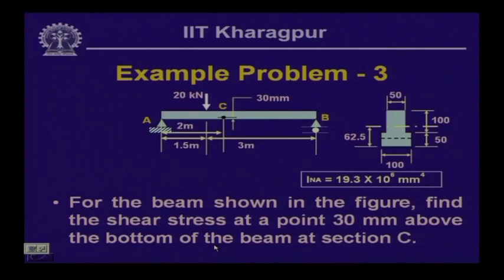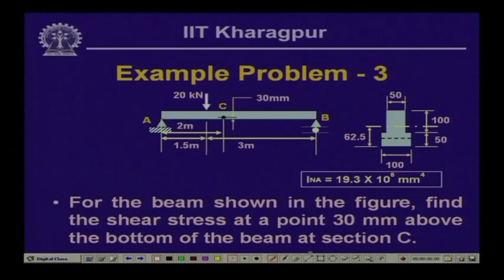Now, we have another problem wherein, for the beam shown over here, we will have to find out the stress at a point which is 30 millimeter above the bottom of the beam at section C. That means we will have to compute the shearing stress at this location, at a distance of 30 millimeter from the bottom. Here the cross section is symmetrical with respect to the vertical axis. We have two rectangular components joined together, and the neutral axis is located at a distance of 62.5 millimeter from the bottom fiber, and the moment of inertia is indicated over here.